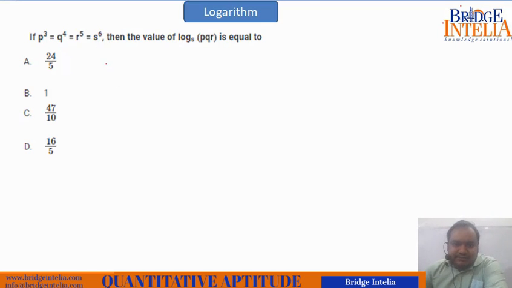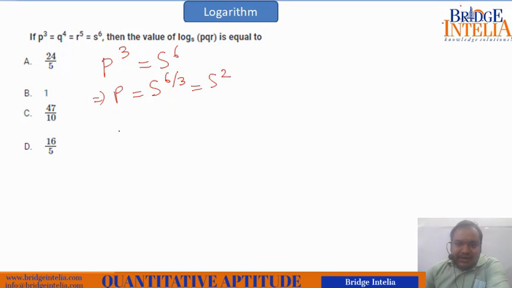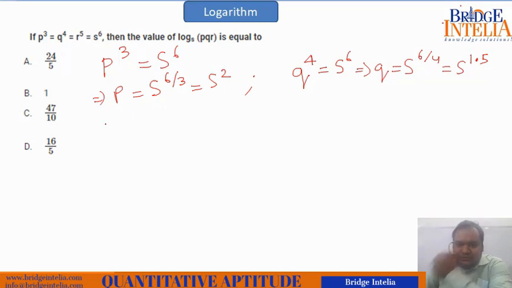So what is meant by this? We know that p cube is equal to s to the power 6. If you take the cube root, it means p is equal to s to the power 6 by 3, which is equal to s square. Similarly, q to the power 4 is equal to s to the power 6. It means q can be written as s to the power 6 by 4, which is equal to s to the power 1.5. So by now we have understood two things. First, p is equal to s square. Now we know that q can be written as s to the power 1.5, or else 3 by 2.